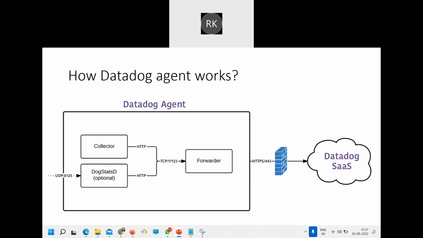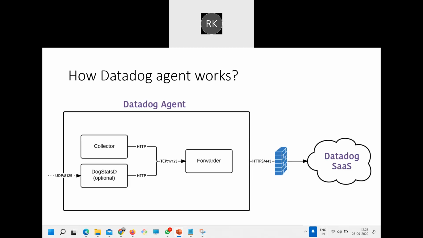If you want to customize the configuration of the agent, the file name is datadog.yaml. Its location is /etc/datadog-agent on Linux, and on Windows it is ProgramData under the C drive. Some of the commands I have made you aware of, and you will practice them throughout these 5 days of sessions.